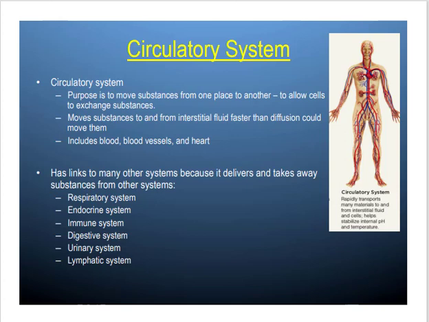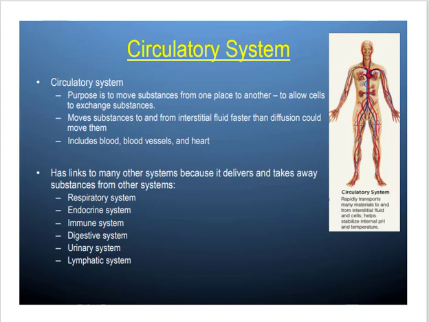And again, because it's delivering stuff elsewhere and taking stuff away, the circulatory system works and cooperates with a whole bunch of different systems. It works with the respiratory system for that oxygen-carbon dioxide exchange. It works with the endocrine system. So anytime the endocrine system makes a hormone that it needs to deliver somewhere, it's going to use the circulatory system to deliver it. If the immune system needs to deliver some white blood cells to go attack something, it's going to use the circulatory system. Same thing with the lymphatic system.